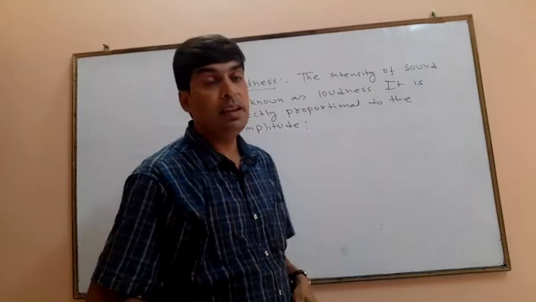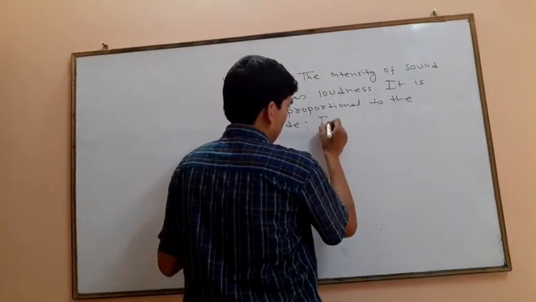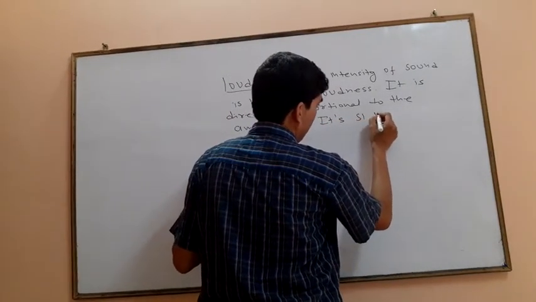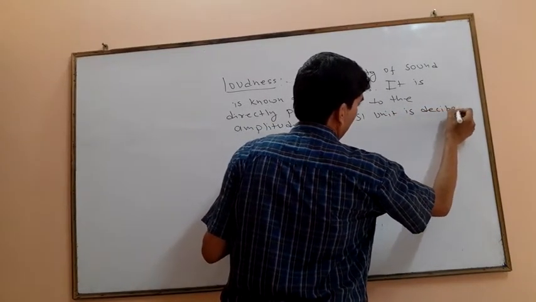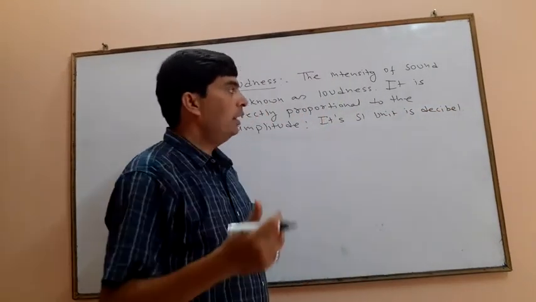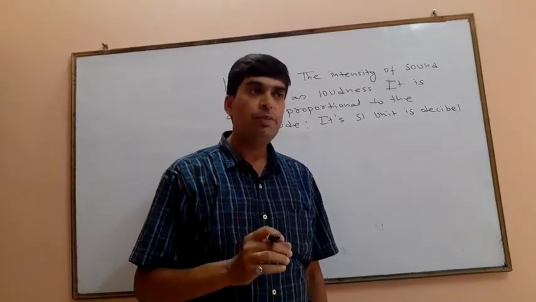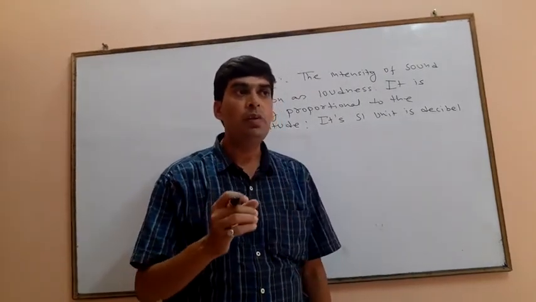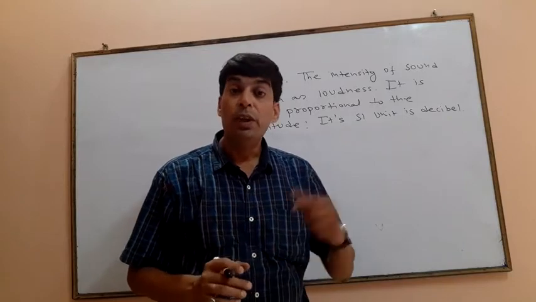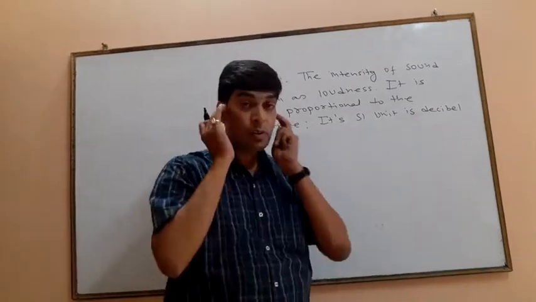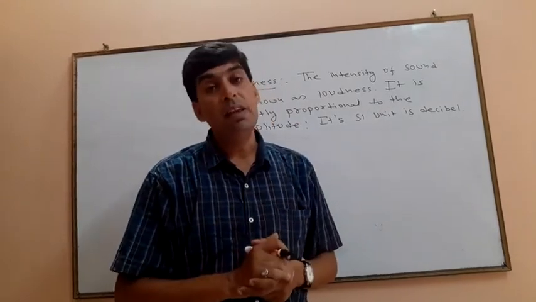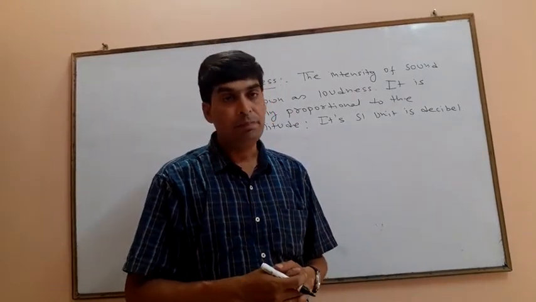It is measured in decibel. Its SI unit is decibel. So whenever we select a musical device, or choose a sound for our audible range, we look at the decibel of that sound. Because decibel helps us identify whether a sound is pleasant or irritating.